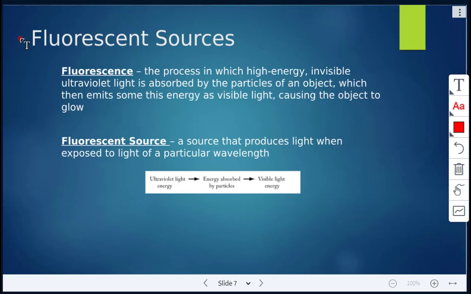Next is fluorescent sources. So fluorescence is the process in which high energy, invisible UV light or ultraviolet light is absorbed by the particles of an object, which then will emit some of this energy as visible light, causing the object to glow. All right, so a fluorescent source is a source that produces light when exposed to light of a particular wavelength. So we have the UV light energy causing energy to be absorbed by particles, and then we see the visible light energy.